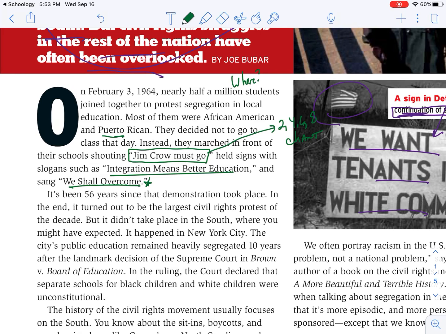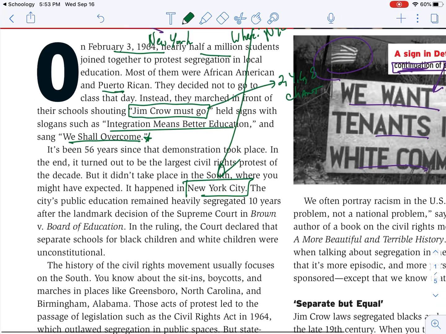It's been 56 years since that demonstration took place. In the end, it turned out to be the largest civil rights protest of the decade. But it didn't take place in the South where you might have expected. It happened in New York City. Okay, so here's my answer to my location. This is NYC that this February 500,000 student thing took place. Okay, New York. So I want to make sure I know that as context.